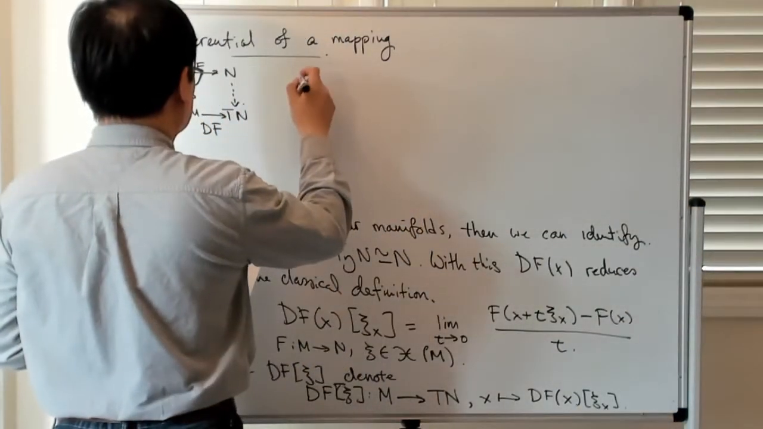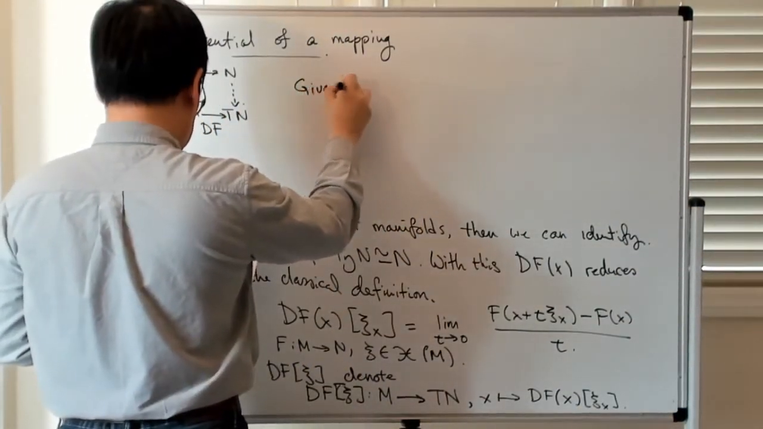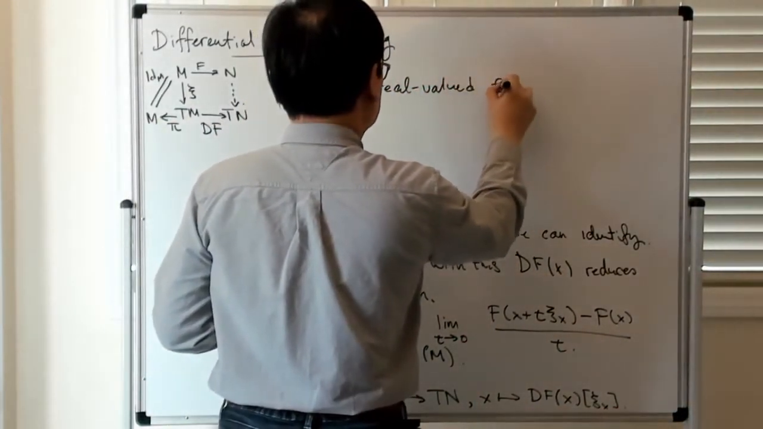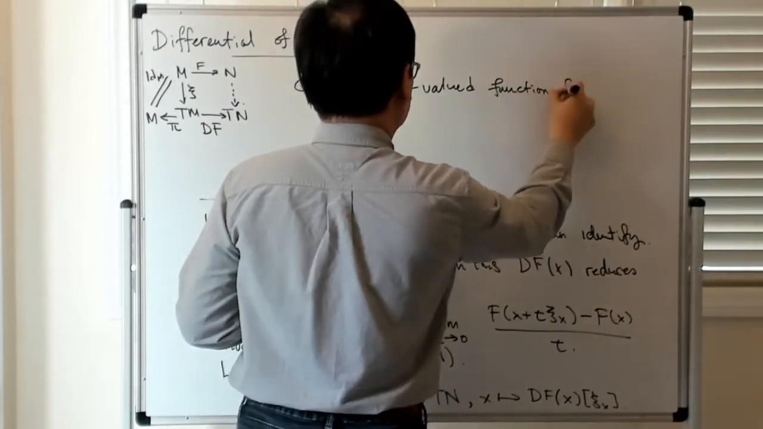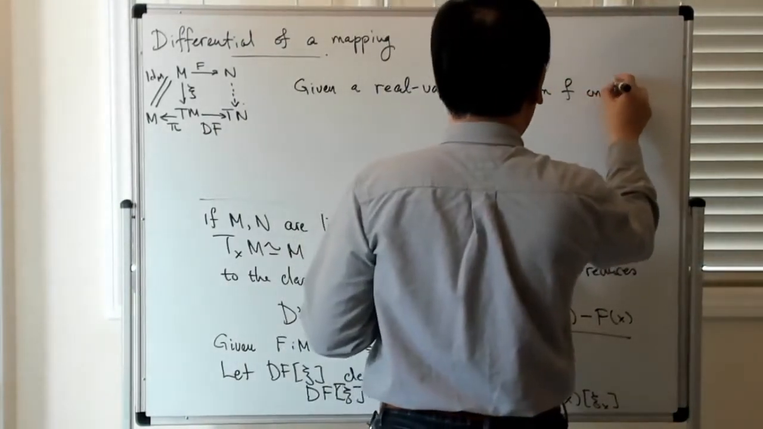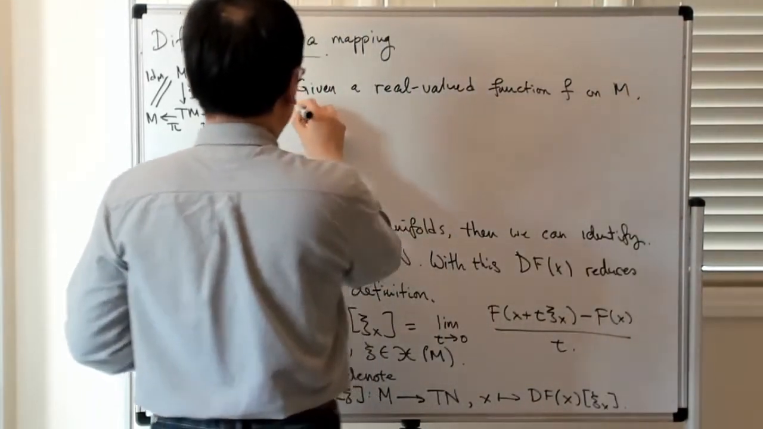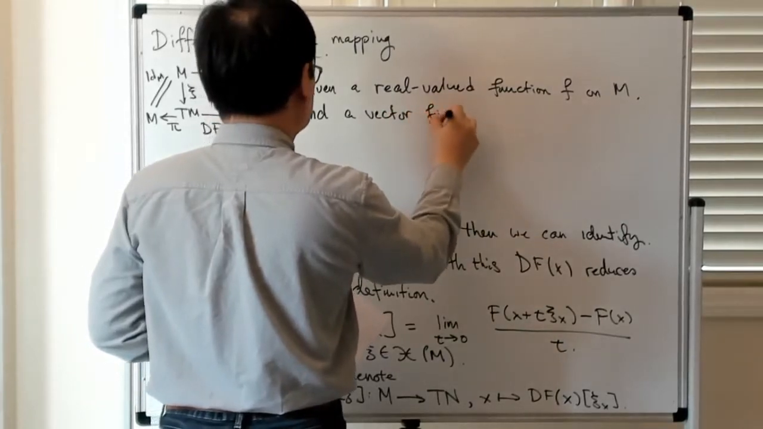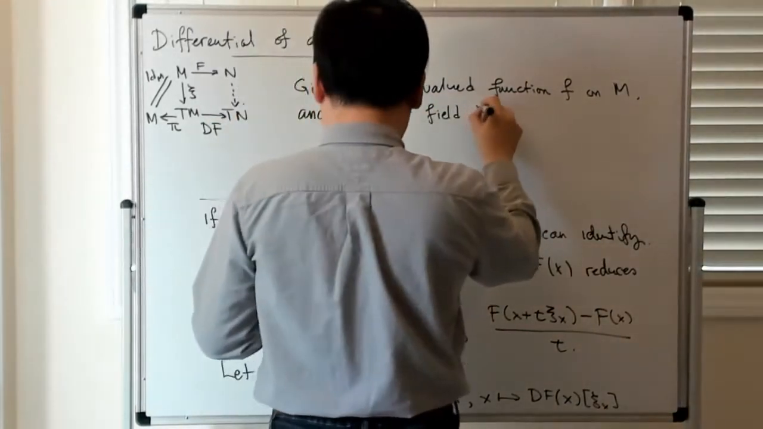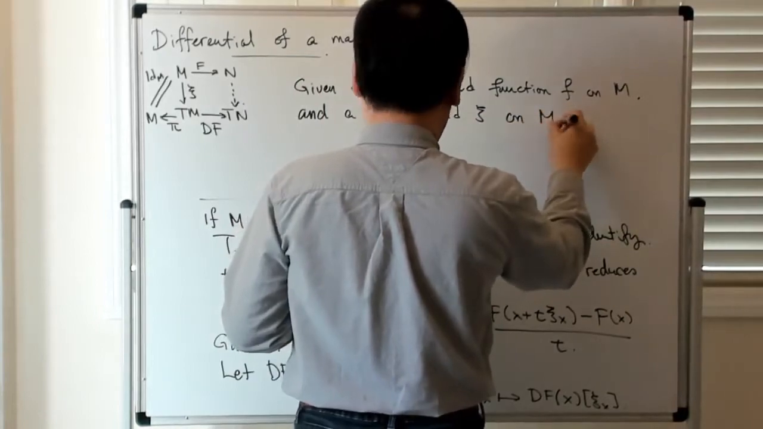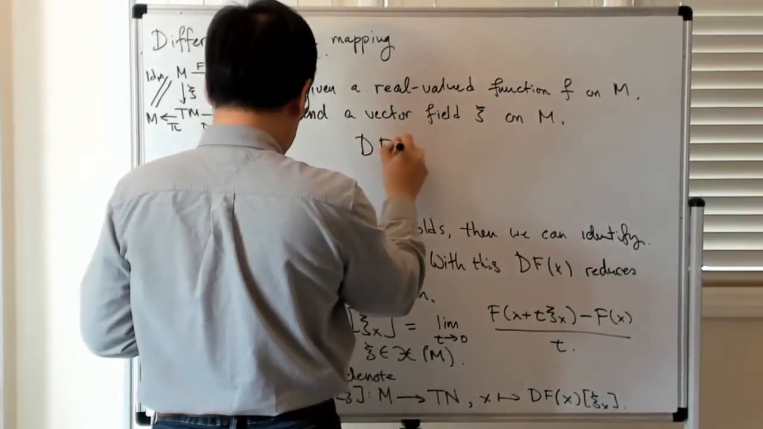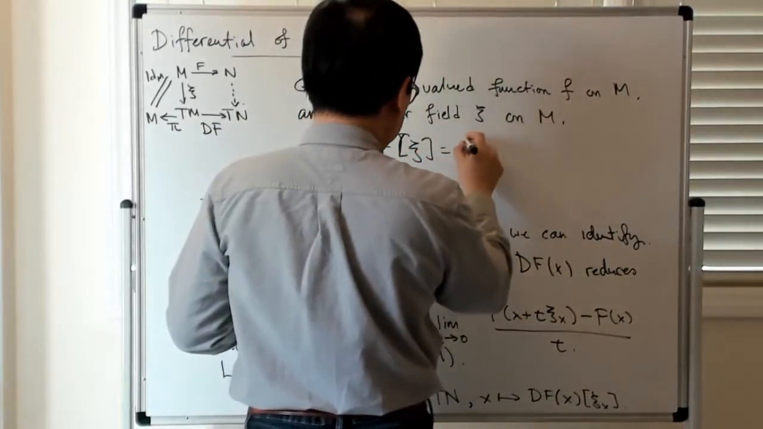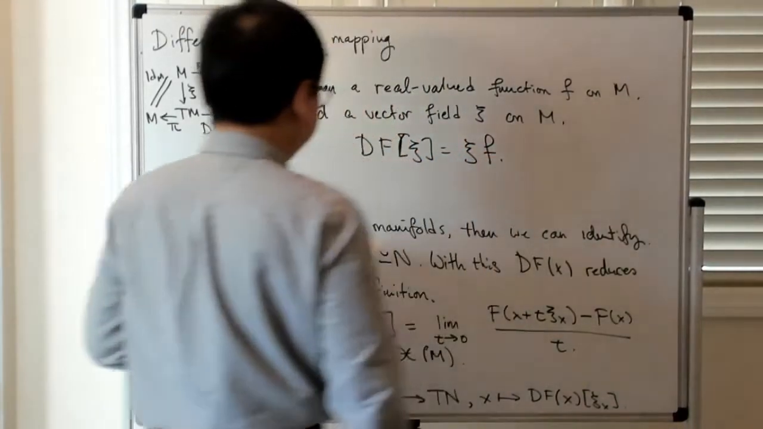So in particular, given a real valued function f on M, and a vector field X on M, what we have is that df acting on this vector field is equal to just this vector field acting on f.